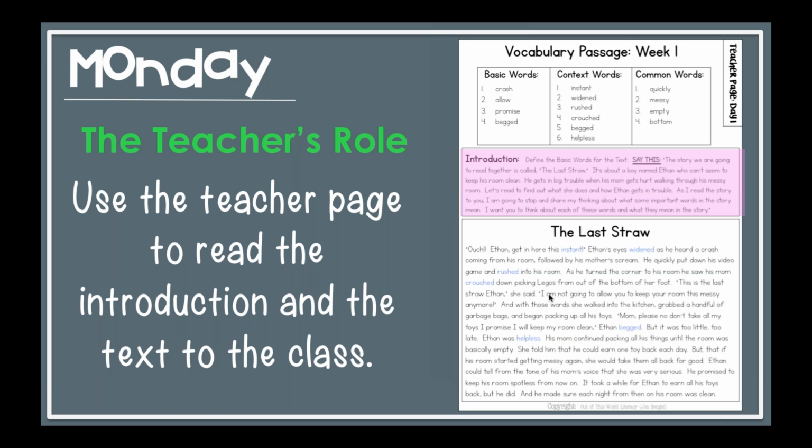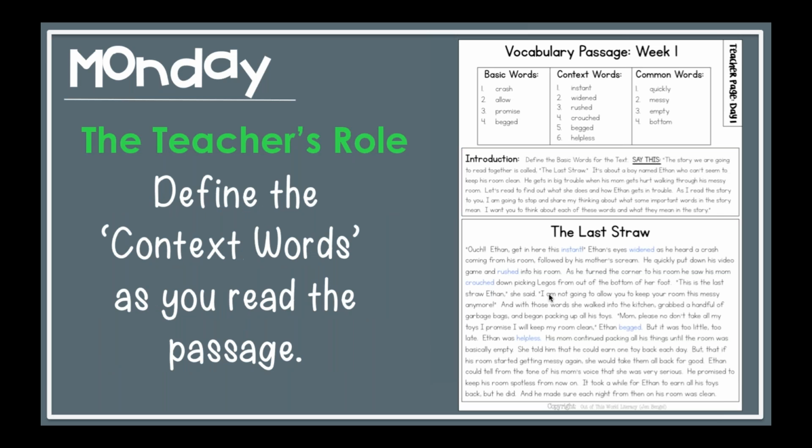As I read the story to you, I'm going to stop and share my thinking about what some important words in the story mean. I want you to think about each of these words and what they mean in the story. So that's what I would say. And then I would simply begin reading the story. And as I define the context words, I'm going to define them as I'm reading the story. So it'll go something like this. I'm not going to read the whole thing, but you'll get the idea.